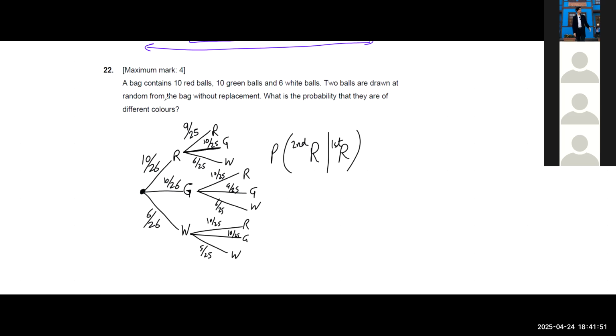In fact, every single thing is dependent. Pulling out a green will affect the probability of pulling out a green again, or even pulling out a red again. Because normally pulling out a red would have been 10 over 26. But after pulling out a green, the probability of red becomes 10 over 25. So they are dependent on each other.